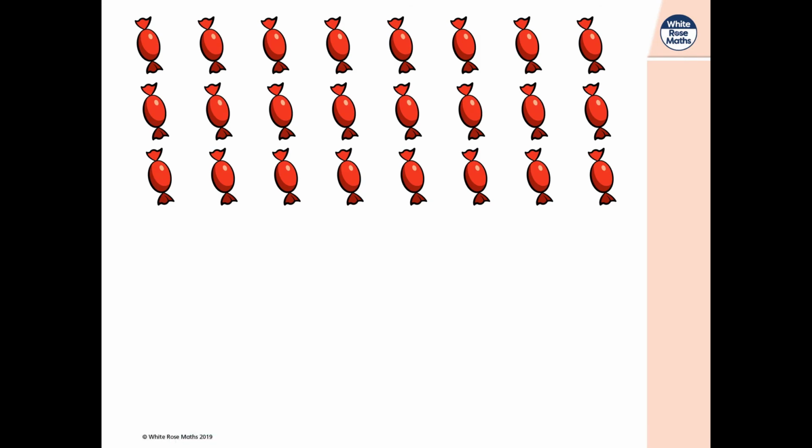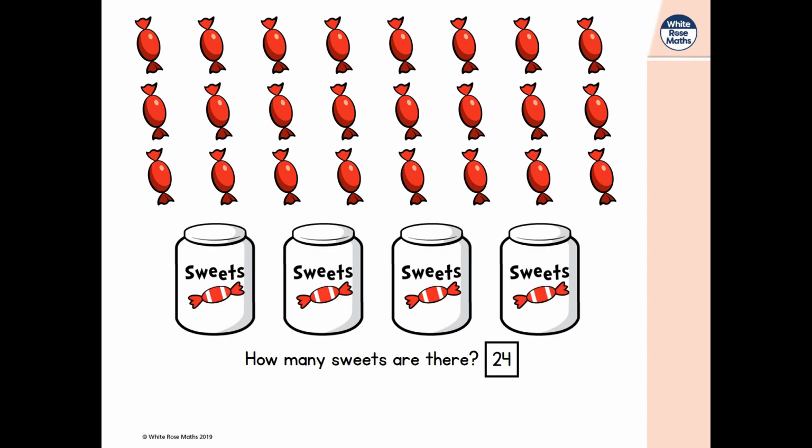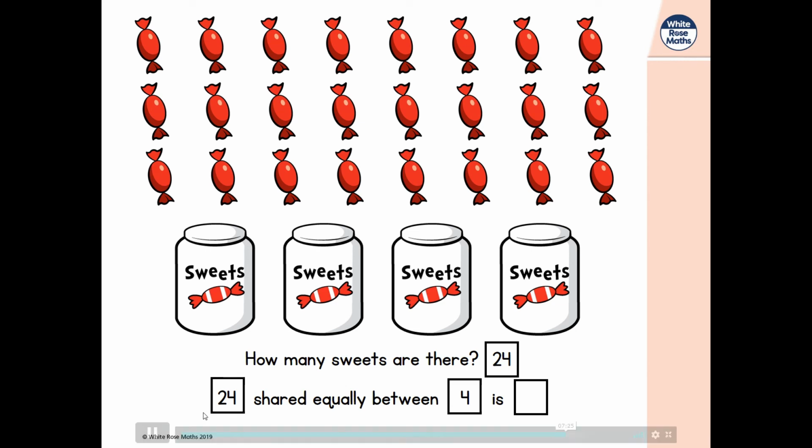Well, here are those sweets again. I wonder what's going to be different about this question. The number of sweets is the same. They're 24. But what's different? Oh, yes, the number of sweet jars. Now we need to complete this sentence. The total number of sweets is 24. 24 shared equally between the jars, which is 4, is something.